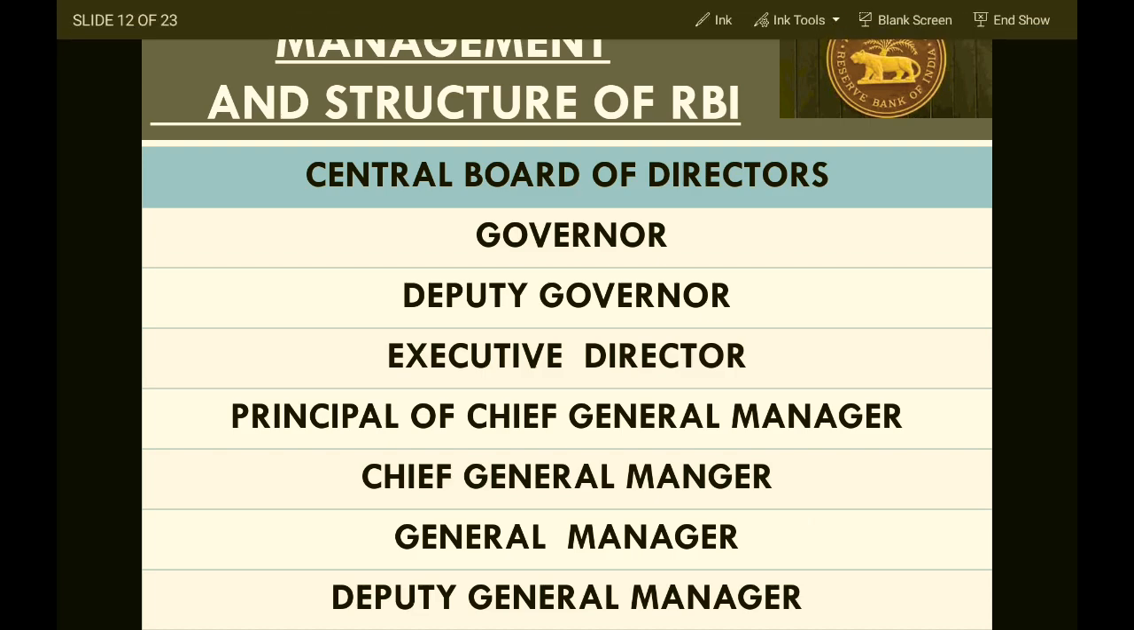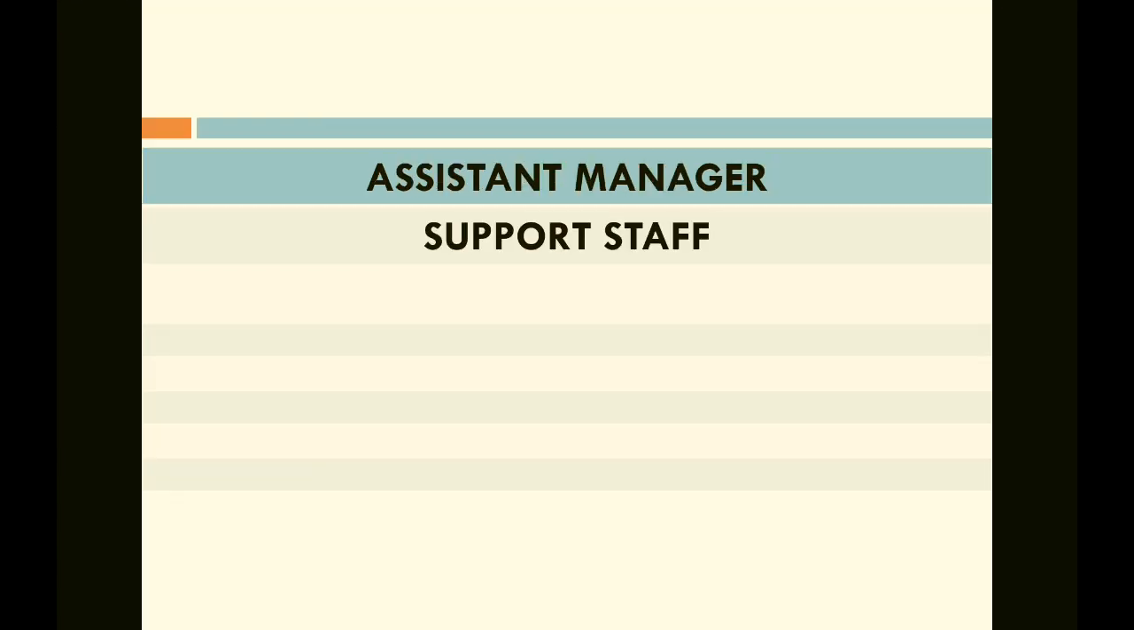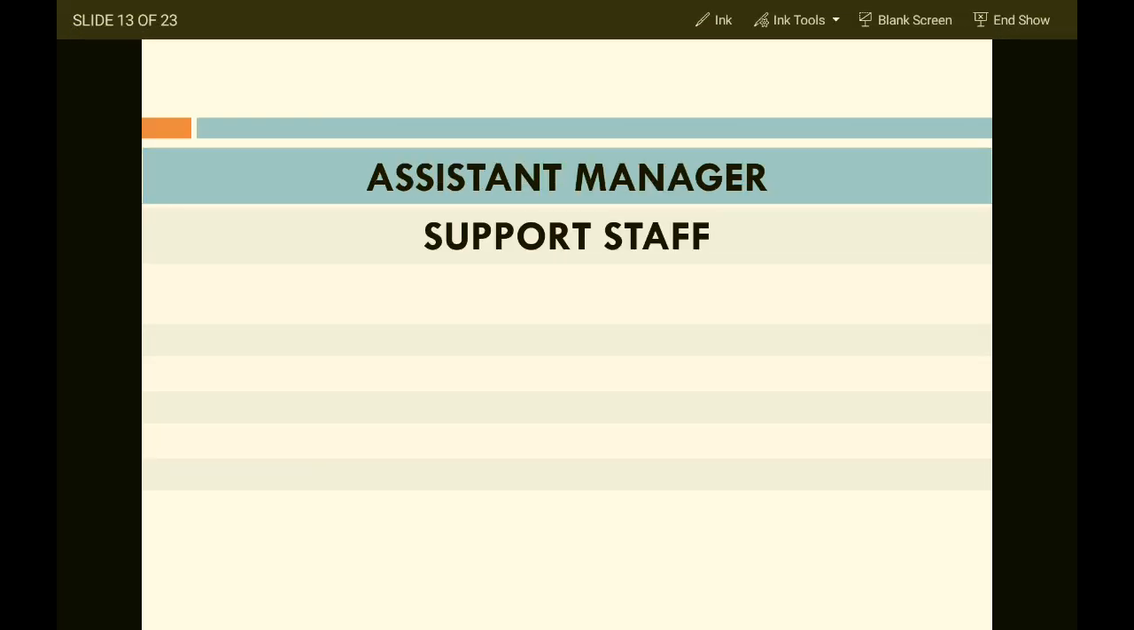Now this is the structure of RBI. First of all there is the Central Board of Directors. Then come the governor, deputy governor, executive director, principal chief general manager, general manager, deputy general manager, assistant manager and support staff. This is the structure of RBI. In management we have different levels: top level, middle level, low level. This is the hierarchy of flow of information or orders from top to middle to lower.